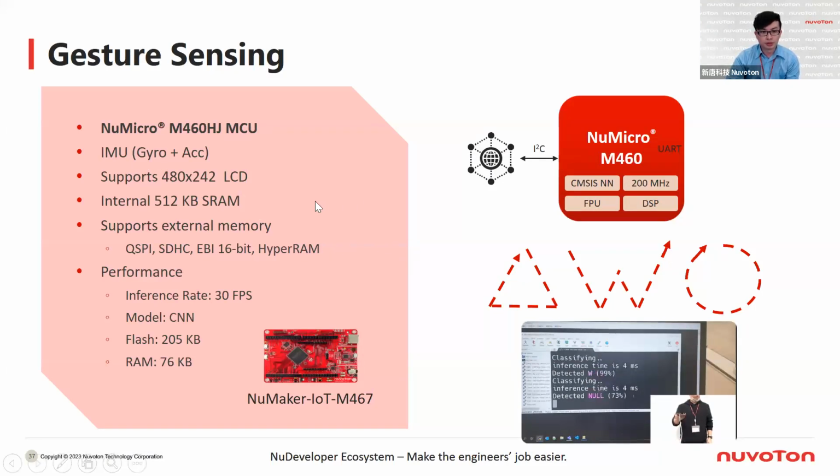We use the M460 and connect it with the IMU for the gyro sensor and the accelerometer, and we can sense motions such as drawing a W, a rectangle, or a circle. Its performance is about 30 frames per second. The model we used is a CNN model. Its flash usage is about 205 kilobytes, and the RAM used is 76 kilobytes.